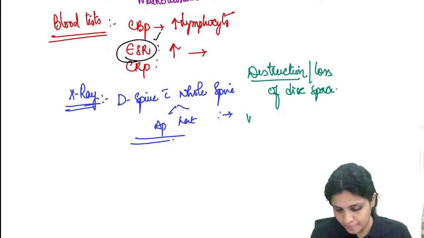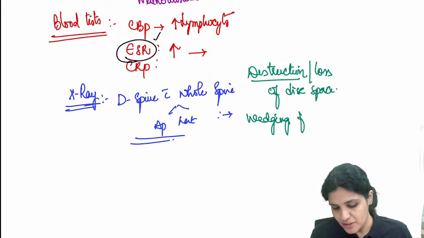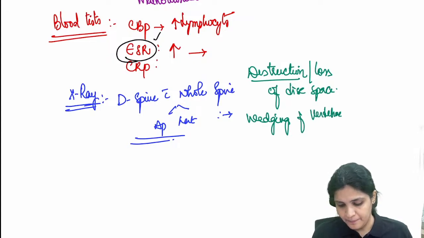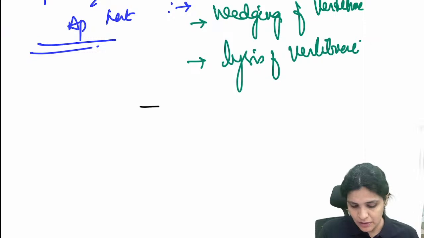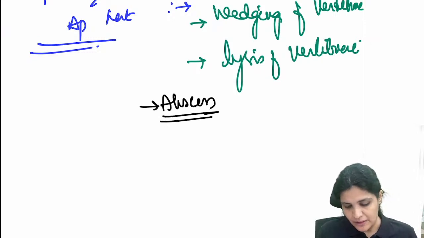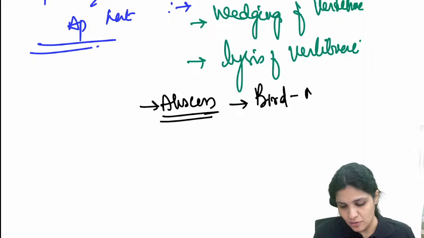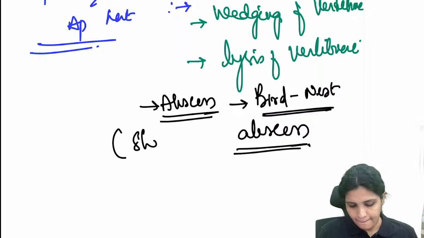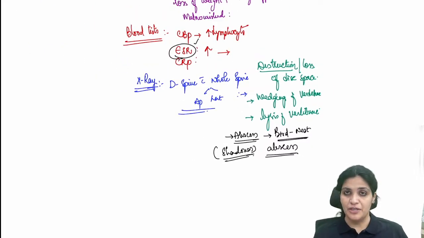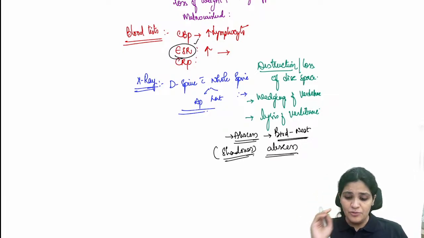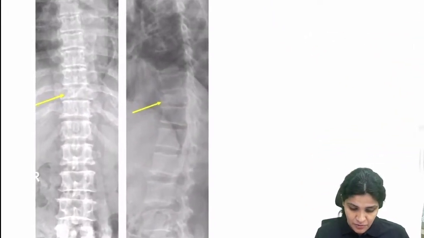And then you see wedging of vertebrae, and lysis of vertebrae. And sometimes you can even note the abscess on the X-ray, which is seen as dark shadows on the X-ray. So these are all the X-ray findings which you see. You see lucency, that is, the vertebrae becomes lucent, and then you see loss of disc space. These are all the things which you can see, right?